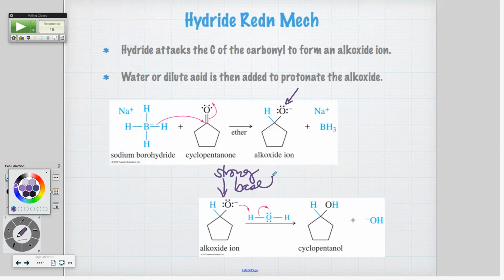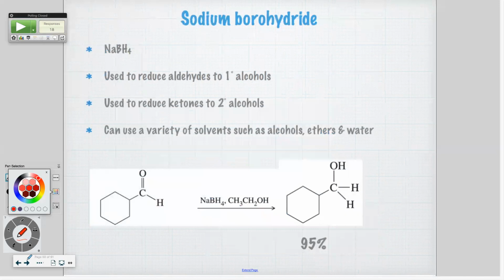Sodium borohydride, lithium aluminum hydride, they all react the same way. It's important that you know where the hydrogens are coming from. So this hydrogen right here, the one that's attached to the carbon, came from the reagent. This hydrogen here that's attached to the oxygen, where did it come from in the mechanism? It came from the water. Sodium borohydride gets used to reduce aldehydes to primary alcohols or ketones to secondary.